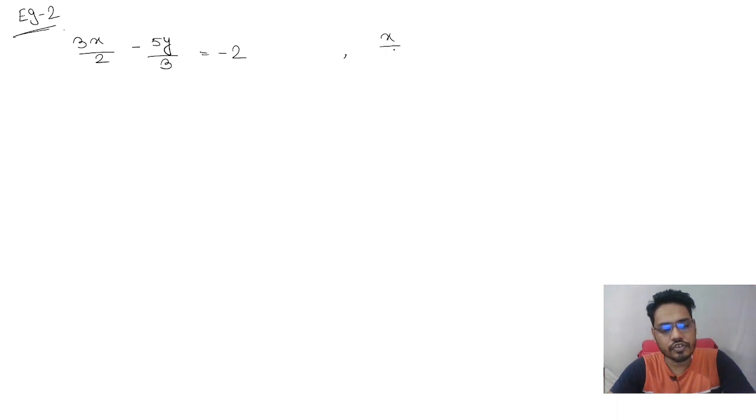Now we'll do another example. Example number 2: 3x by 2 minus 5y by 3 is equal to minus 2. And it is given x by 3 plus y by 2 is equal to 13 by 6. It will be the second equation.